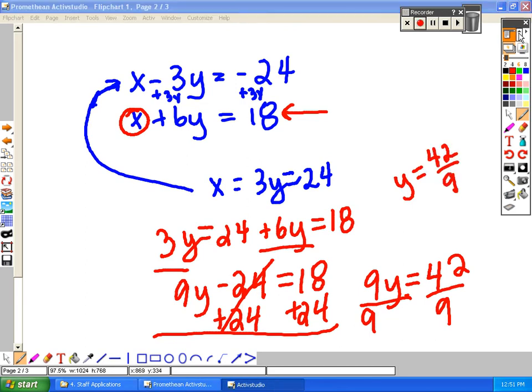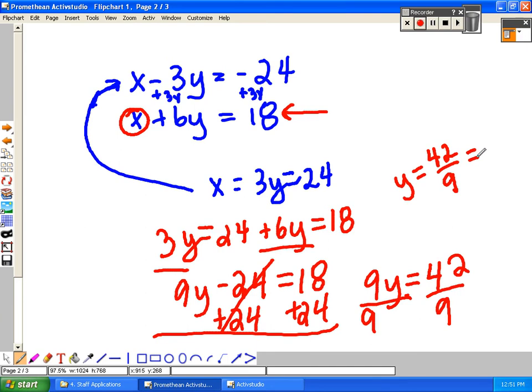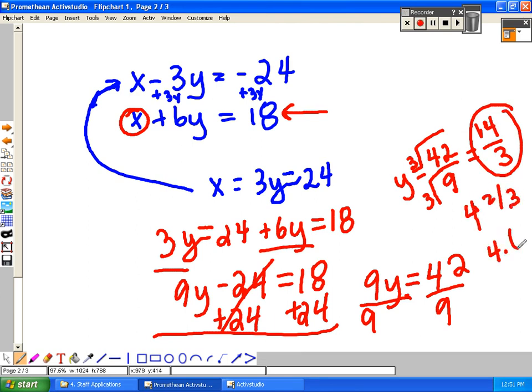But since both numbers are divisible by 3, I can reduce this. If I divide by 3 to each one, you end up with 14 over 3. So my y is 14 over 3, which is the same as 4 2/3 or 4.6 repeating. Now, any of those answers would be fine. But when I go to plug it back into my equation, I don't want to use a rounded decimal, so I'm going to use 14/3. I'm going to plug it right back into this equation.